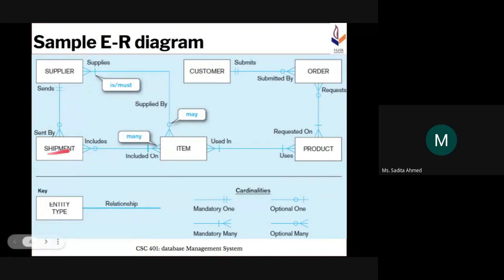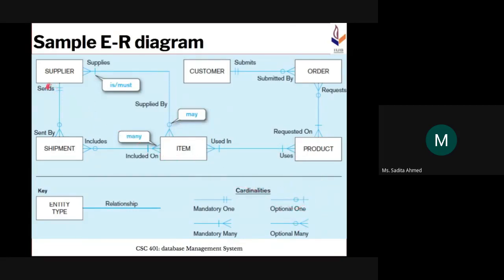A single shipment is supplied by exactly one supplier. However, a single supplier may supply many shipments. Okay. And then finally, the other one, which hasn't been covered here, which is optional one.